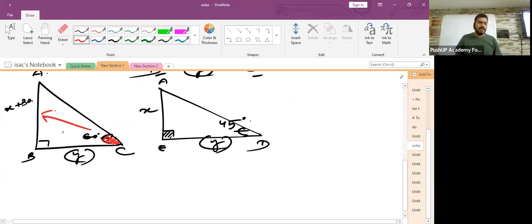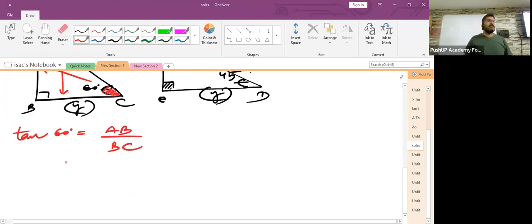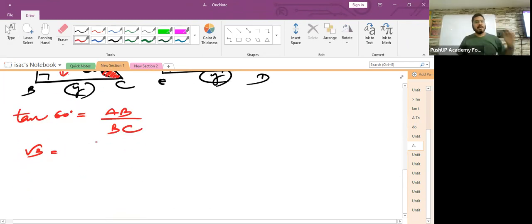Now, with reference to this angle 60 degrees, what is AB? Opposite. What is BC? Adjacent. So it is tan 60 degree, which is equal to opposite AB divided by adjacent BC. Tan 60 is how much? Root 3. So root 3 is equal to AB, which was X plus 30, divided by BC, which is Y.